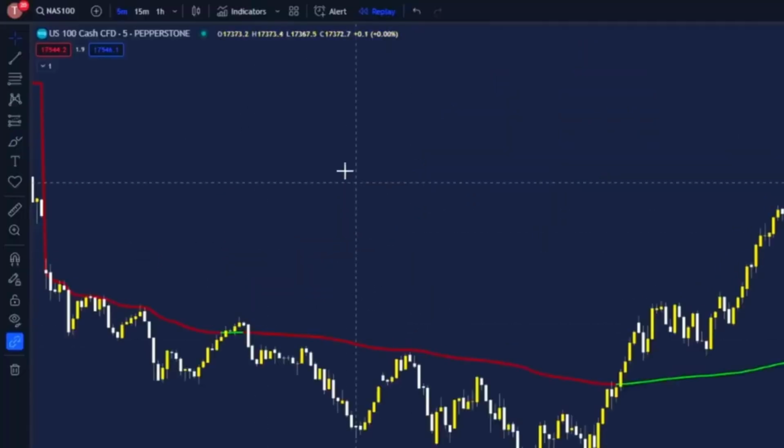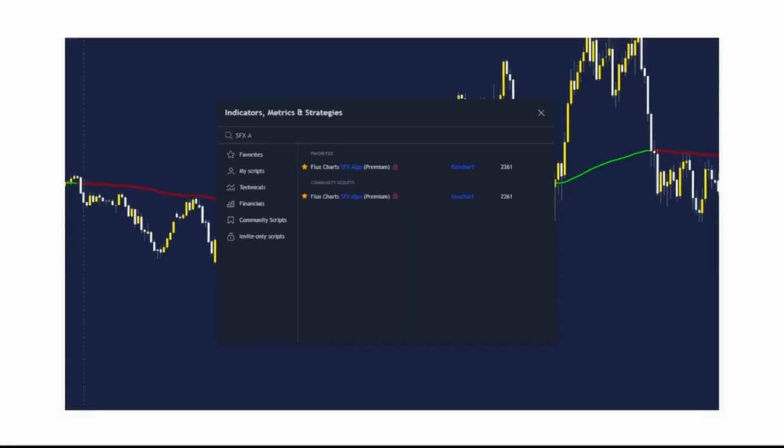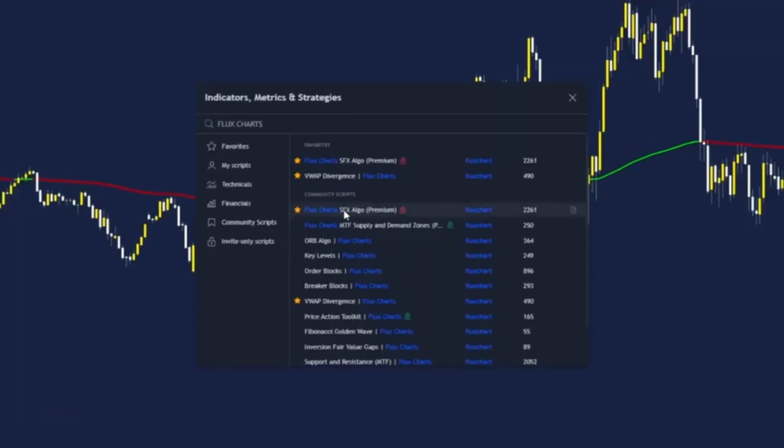Next, let's open the indicator tab again. This time you can search SFX Algo or search Flux Charts to see the full list. We will be adding the SFX Algo indicator to our chart, just like a buy-sell indicator, but better.